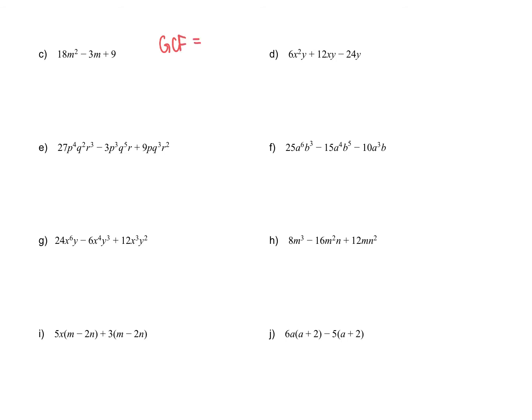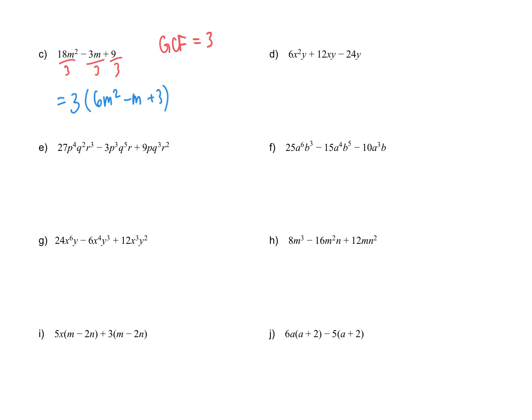So for your greatest common factor, it should have just been a 3. The variables are not common to everything, so that's all we can take out. Make sure you have an equal sign, the 3, then the bracket. 18 divided by 3 is 6, and then m squared. Negative 3 divided by 3 is negative 1, so negative m. And 9 divided by 3 is 3. And there you have it.